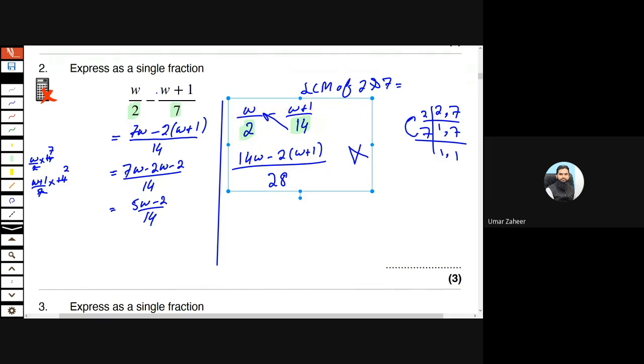All right. So in this case, you need to go back to the LCM. So that's why it's better you make a strong grip on the LCM method, because by using that method, you can do all types of questions.